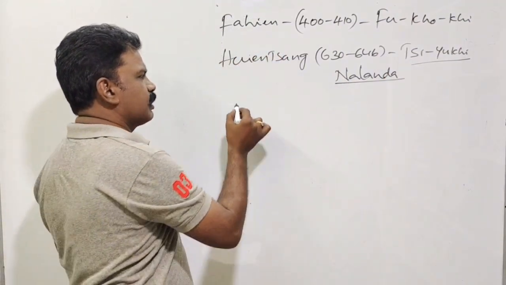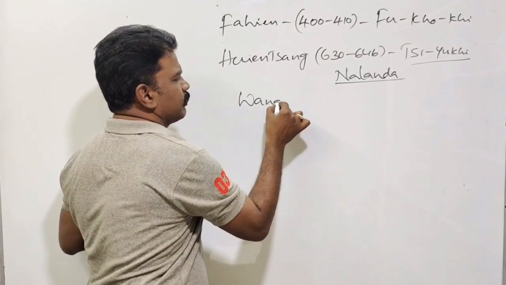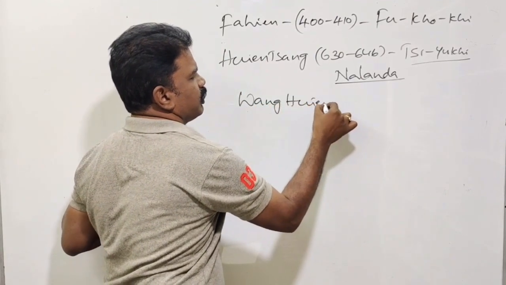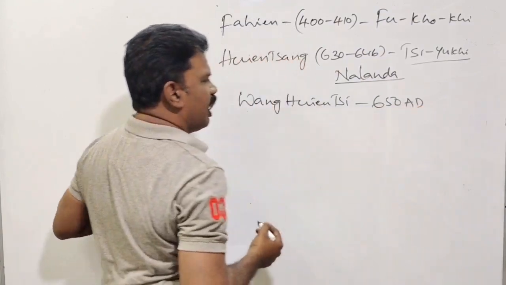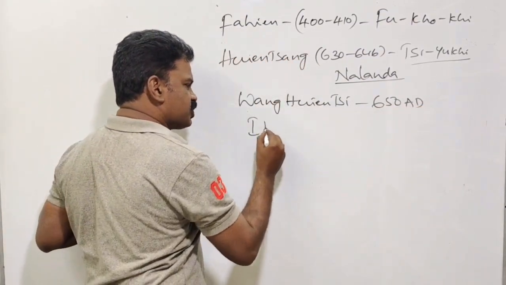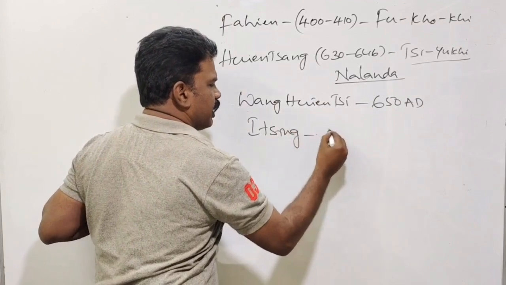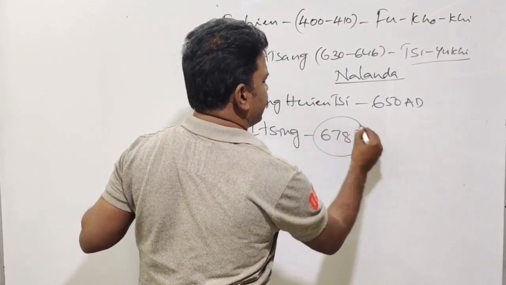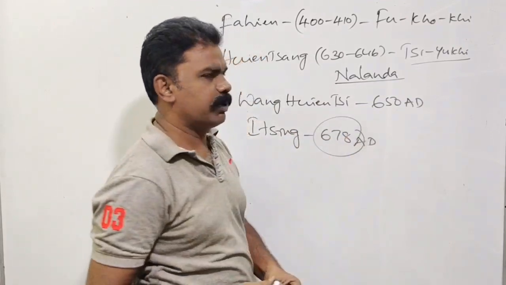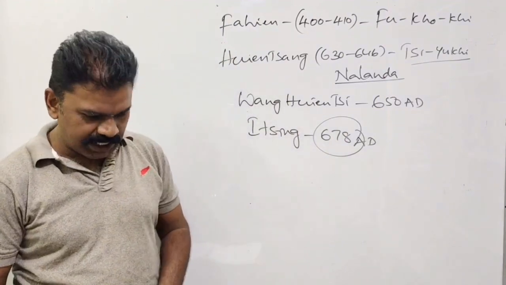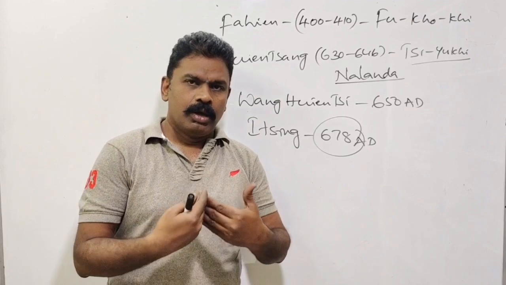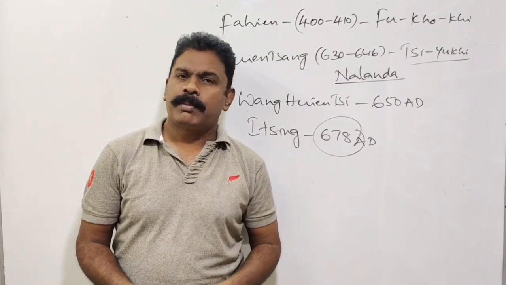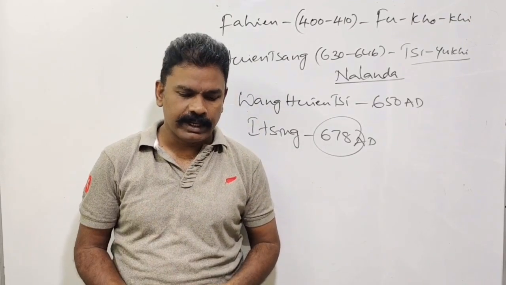After this, Wang Huen Tse also came to India in 650. After Wang Huen Tse, next is I-Tsing. He came to India in 678 AD during the time of Yashovarman. Like these four Chinese travelers, they speak about India and give different information, accounts of India.